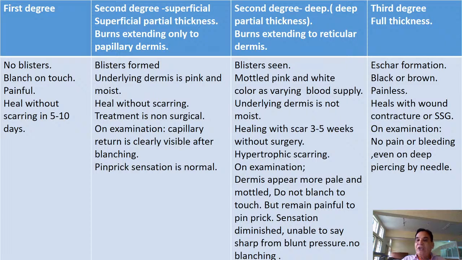Okay. And third degree, also called full thickness. What is this? Total dermis is involved and there is formation of eschar. Eschar means dead tissue. It is black or brown, painless, and there is no bleeding or pain even on deep piercing by a needle. So the needle gives us an idea whether it is a superficial second degree, deep second degree or third degree. A simple needle test.